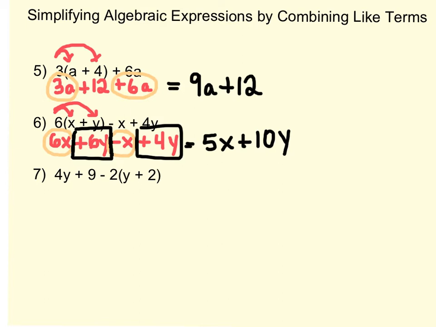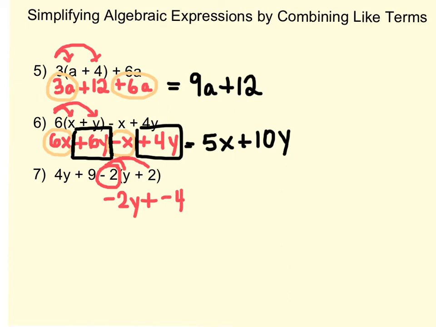Okay, and the last one, number 7. First, we have to do the distributive property. If you notice on this one, though, there is a minus sign in front of that 2. And so we're not just distributing a positive 2, we're actually going to distribute a negative 2 this time. So negative 2 times y is negative 2y. Bring down your plus sign. And then negative 2 times 2 is negative 4.